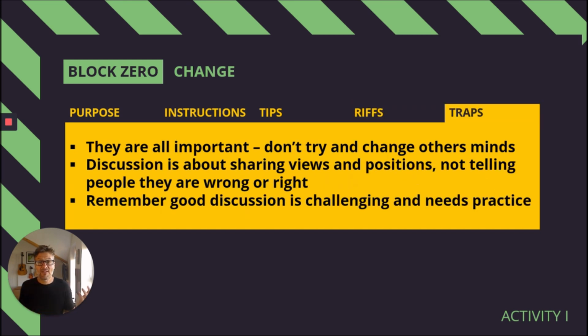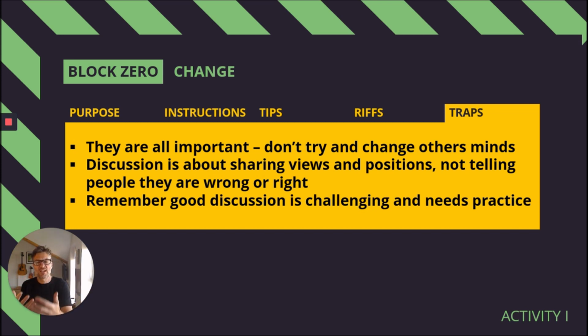Some traps. Remember, they're all important. Don't try to say otherwise; they are all valuable and important. They've been universally agreed upon. Don't try to change other people's minds and tell them that they're wrong. Listen to their positions. Listen to where they're coming from. Try to understand why they think one of them might be more important than another.